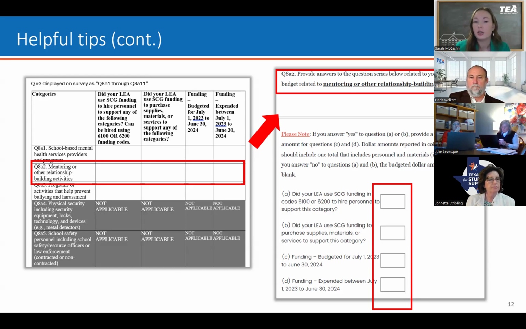Again, these two columns don't have to match. What you budgeted might be different from what you spent. They might be a zero. That's fine.